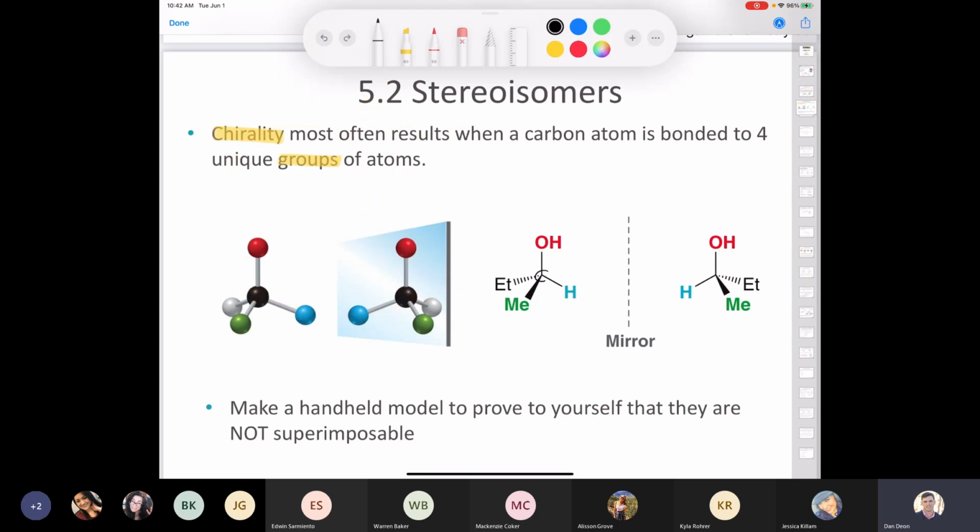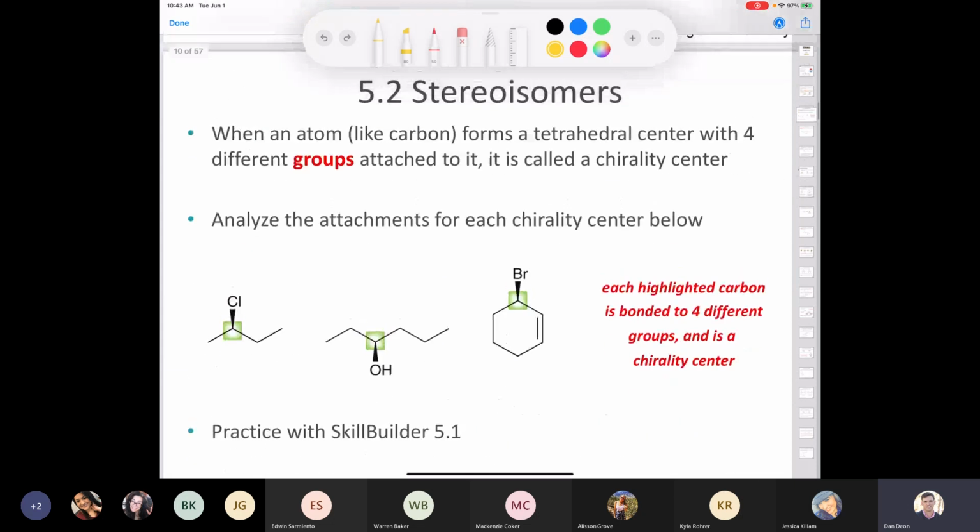Look, you can see that. Let me use the yellow pen. A hydrogen is different than a hydroxyl. A methyl is not a hydrogen, it's not a hydroxyl, and an ethyl isn't a hydroxyl, methyl, or a hydrogen. So those are 4 unique groups. So we say that that is a chiral center or a chiral carbon. Again, if you're having trouble realizing why that's chiral, the handheld models might come in handy, no pun intended.